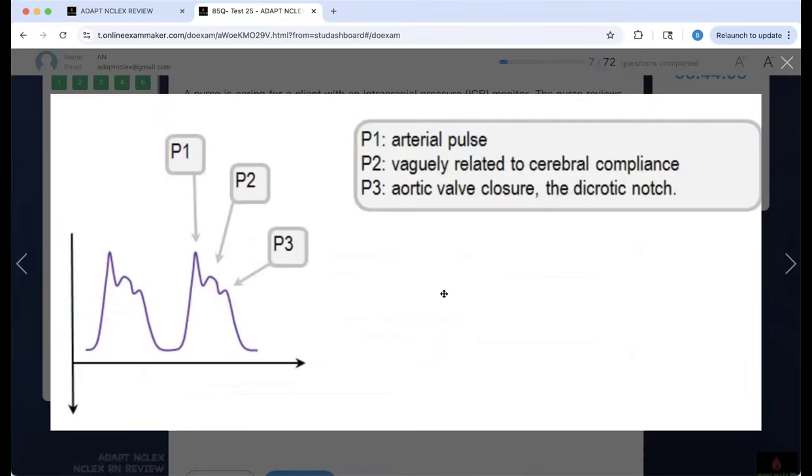And this is what you see. You have P1, you have P2 and P3, and they give you the reading. P1 is arterial pressure. P2 is cerebral compliance. And P3 is aortic valve closure, because that's what is monitored. You monitor arterial pressure, you monitor the compliance of the cerebral perfusion, and then you monitor the aortic valve. And these three should give you an idea.